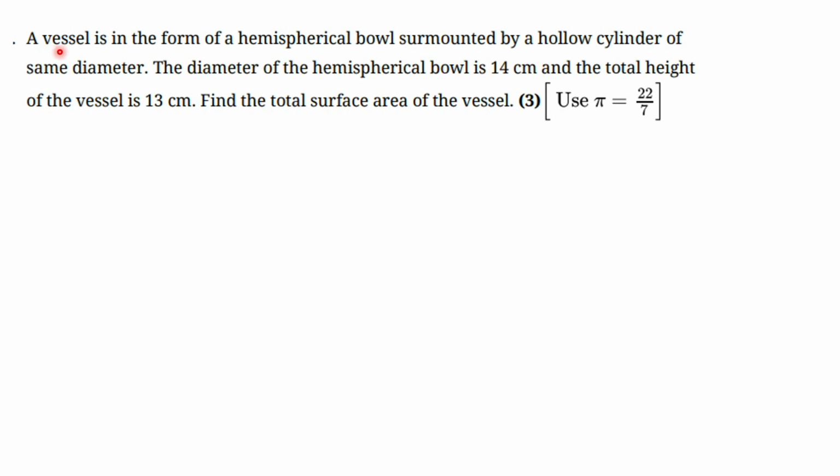Here the question is, a vessel is in the form of a hemispherical bowl surmounted by a hollow cylinder of the same diameter. A vessel is in the form of a hemispherical bowl surmounted by a cylinder.